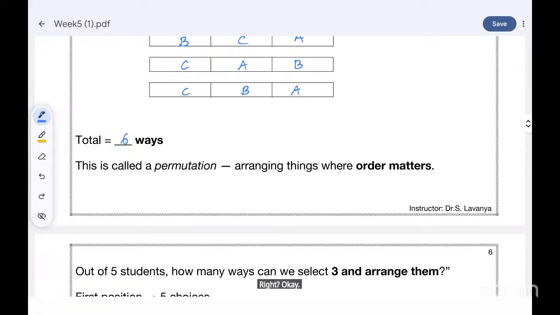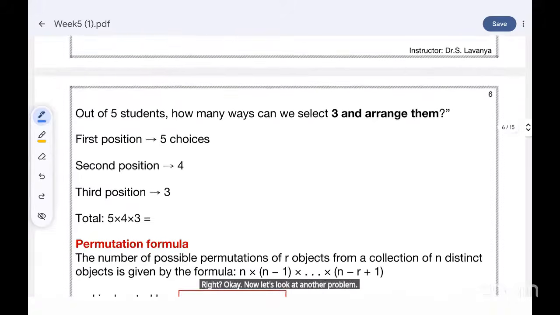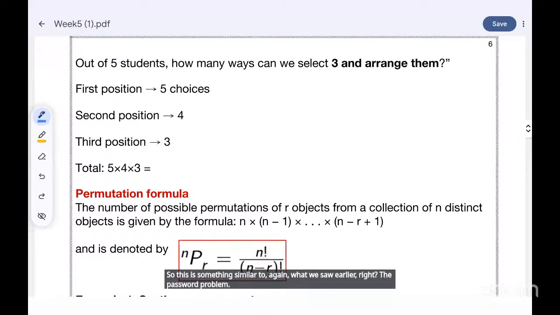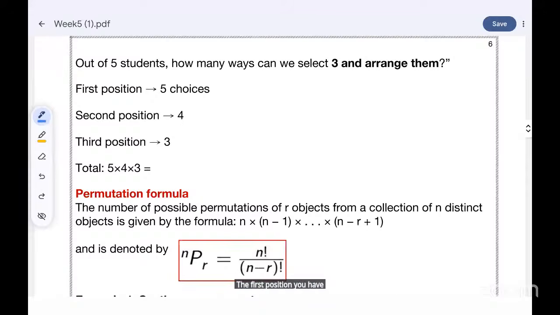Now let's look at another problem. Out of 5 students, how many ways can we select 3 and arrange them? This is similar to what we saw earlier, the password problem. For the first position you have 5 choices, second position 4 choices, and third position 3 choices, right? So you have 5 into 4 into 3 options. What is the total of 5 into 4 into 3?